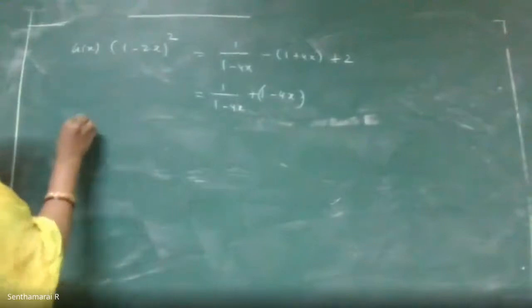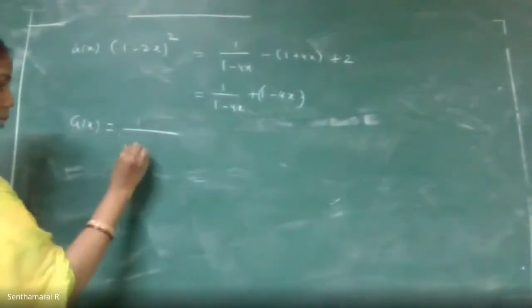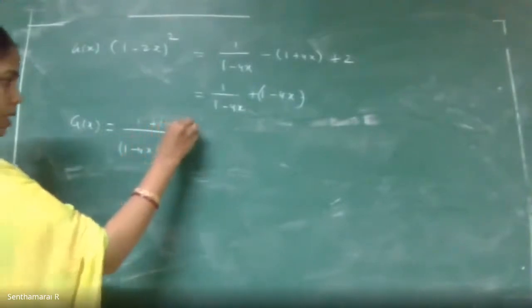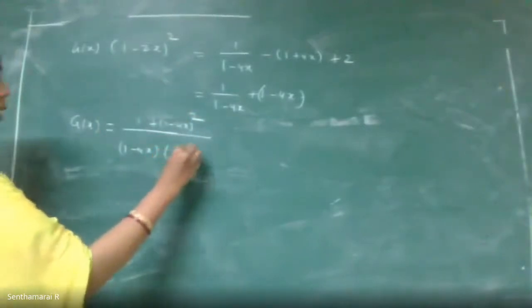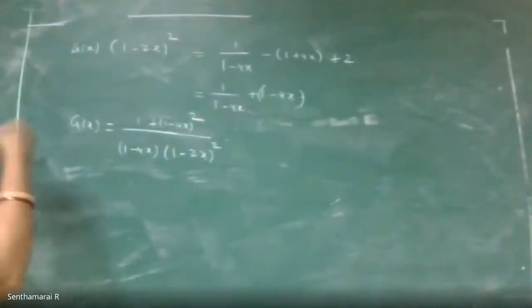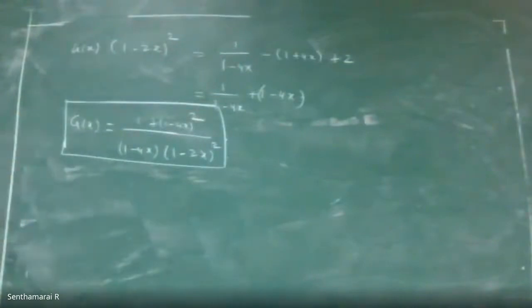G of x equal to 1 by 1 minus 4x, 1 plus 1 minus 4x the whole square. I can bring it downside, 1 minus 2x the whole square. This is G of x. Up to G of x, identification of G of x is the half part of the problem.